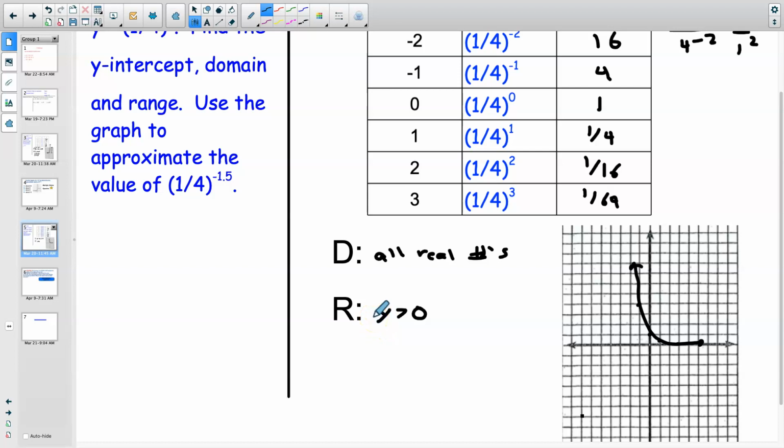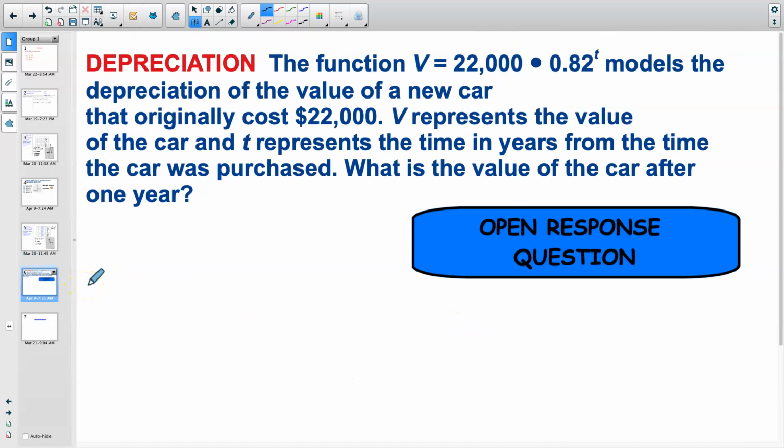So let's double check here. Yep, we're good. And now, 1/4 to the -1.5. Well, we actually did put that on there, and that's at 8. So we didn't actually have to estimate that one. So you end up with -1.5 and 8. But yes, please, if you're not doing it with pen on a computer, try and be as accurate as possible with your graphs. The next one here is an open response question.